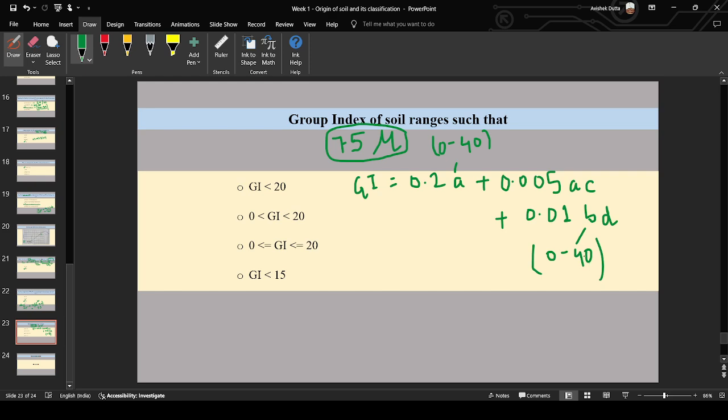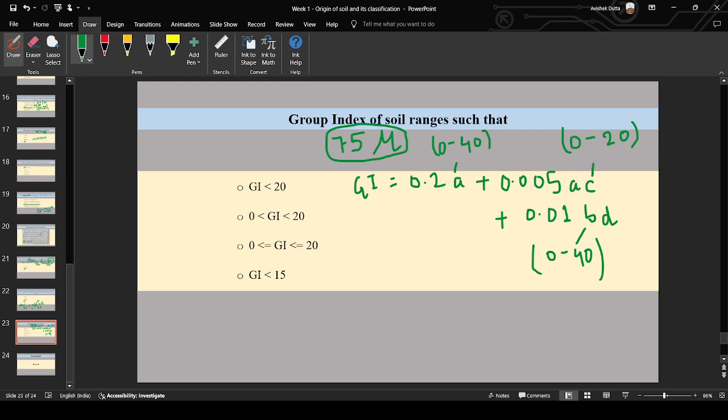Now what is C? C is that percentage of liquid limit falling between 40 and 60. If the liquid limit is between 40 and 60, that only we'll consider in C. So 40 and 60 means the range is 0 to 20. If it is 0, that means the liquid limit is 40, and if it is 20, that means the liquid limit is 60. The difference of the liquid limit between 40 and 60 will be considered and represented by C. So the range of C is 0 to 20.